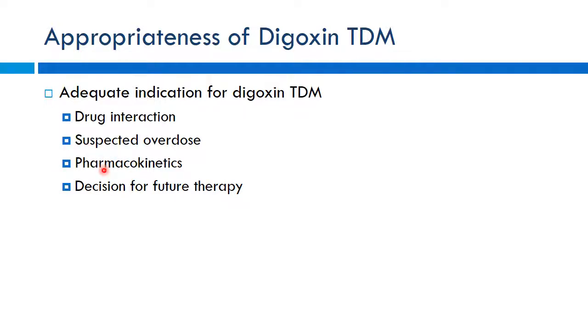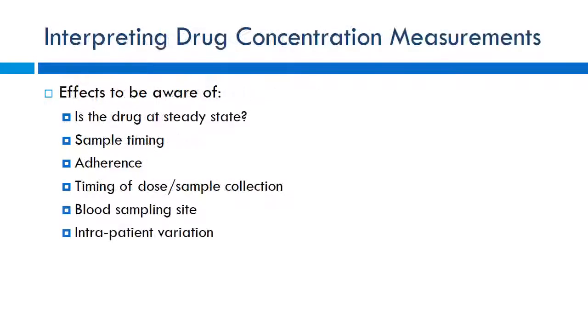Changes in pharmacokinetics, and mostly clearance is the thing we'll be focusing on there. And then again, if we're trying to make a decision for future therapy. So, for instance, if you have a patient whose AFib is still really uncontrolled, and even though they have therapeutic levels, they may decide, okay, well, maybe this drug's not right for you, and we'll go over to something else. That could be another indication.